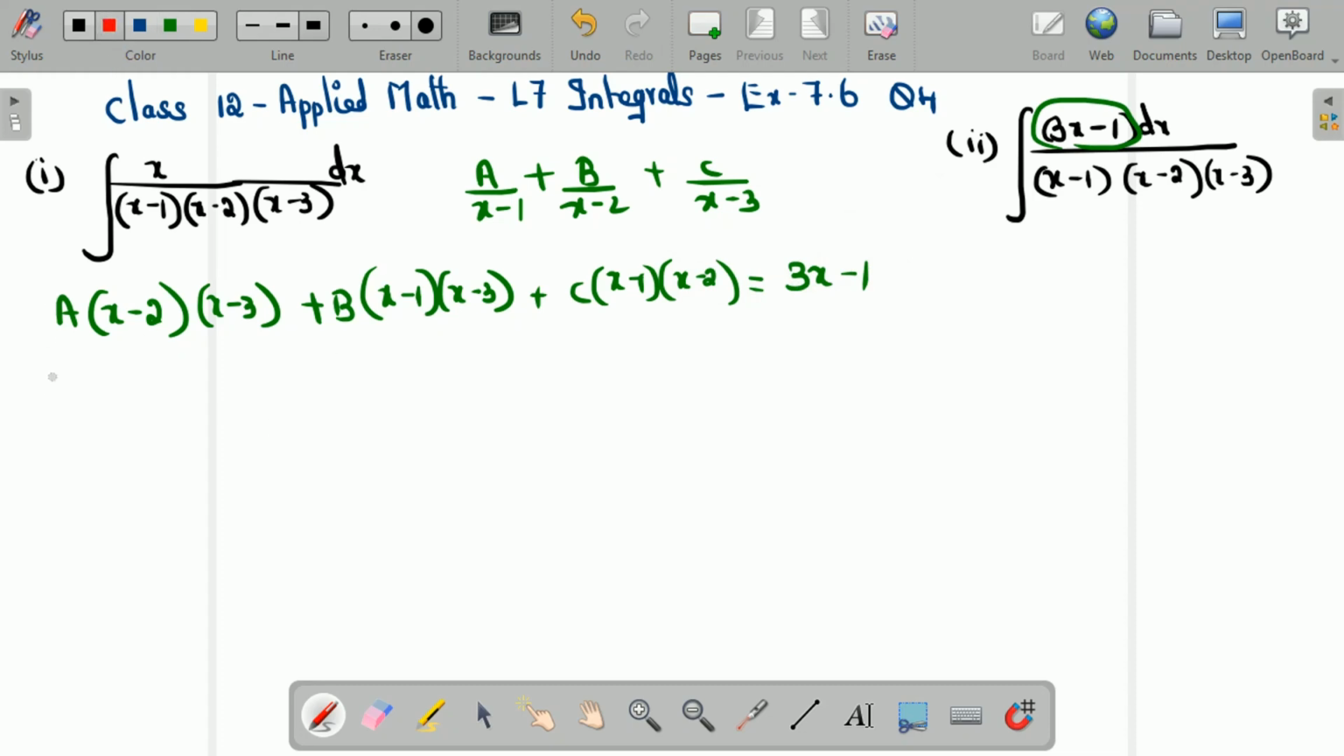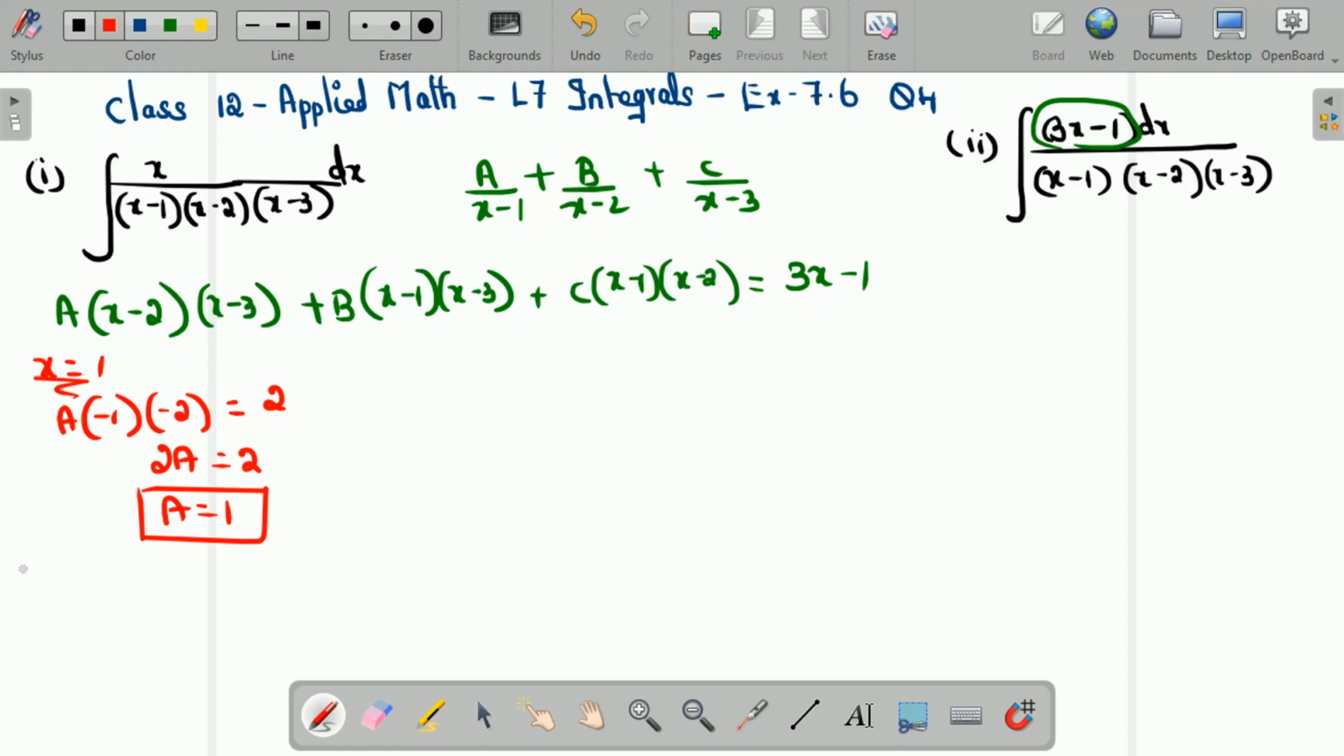Let's start to put the values. So x is equal to 1. If you put it, the B term and the C term will vanish. So A into minus 1 into minus 2 is equal to 3 into 1 is 3, 3 minus 1 is 2. So 2A is equal to 2, which means A is equal to 1.